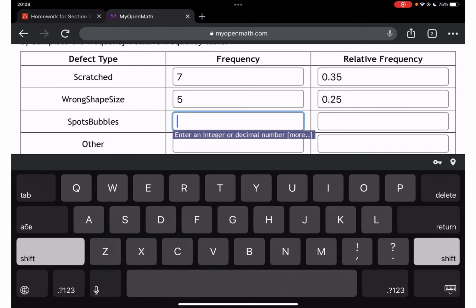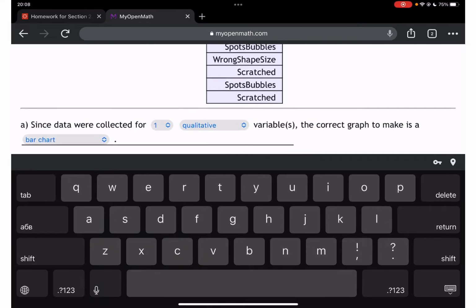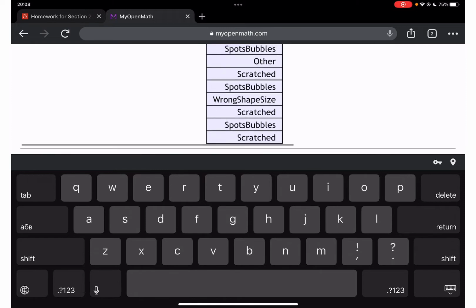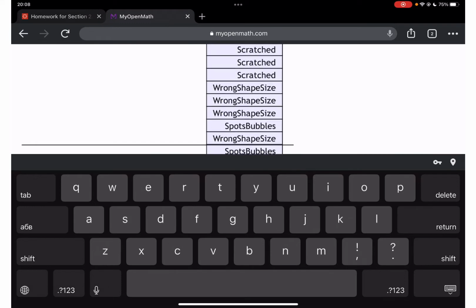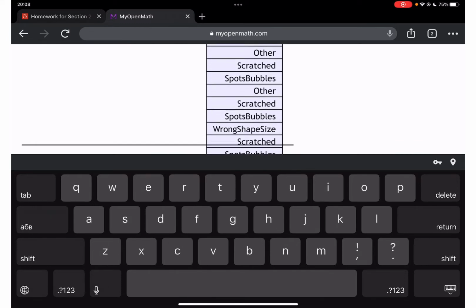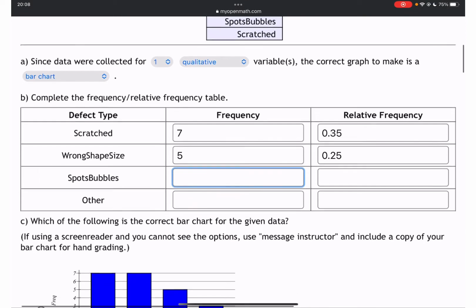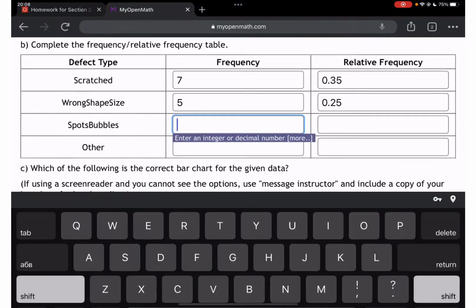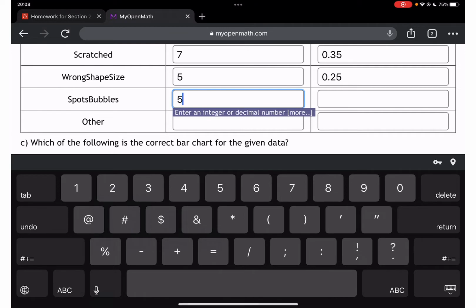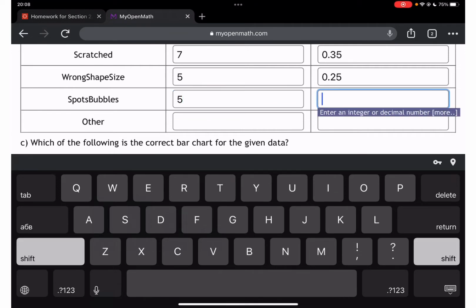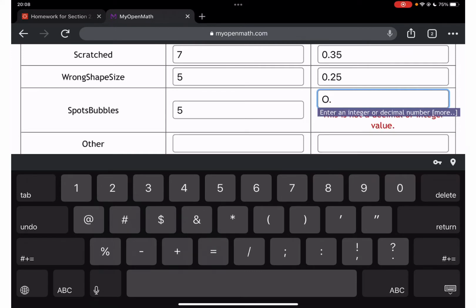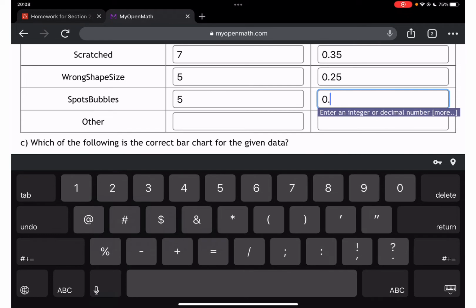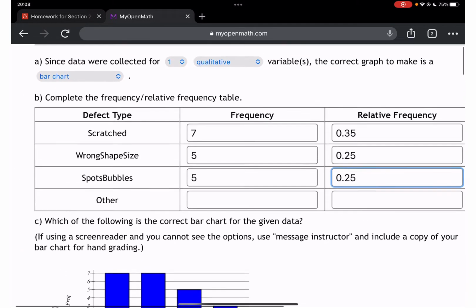Spots, bubble. Okay, 1, 2, 3, 4, 5, and that's it. Again 5. So it's going to be here 5, and accordingly again 0.25. Now, these others I don't need to count anything.